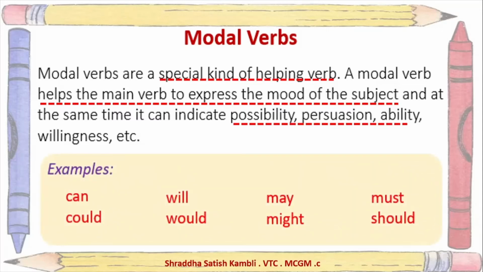Let's take a look at many examples of modal verbs. You have the words can, will, may, must, could, would, might, should. All these are modal auxiliary verbs. Okay, and all of these express different kinds of moods, like possibility, ability, obligation, etc. In fact, you can say it expresses different kinds of mood of the subject. Okay, so these are modal verbs.